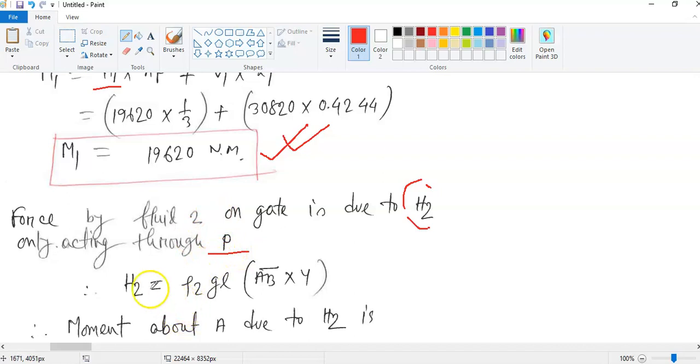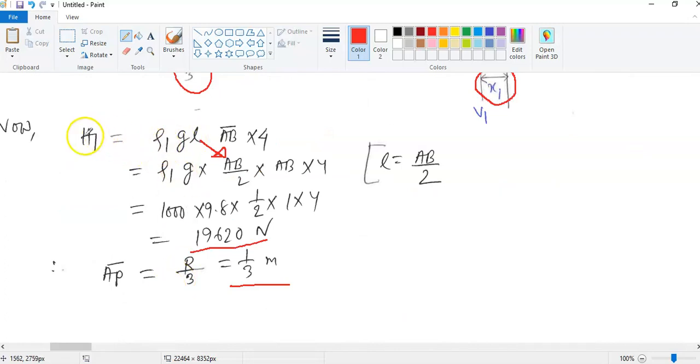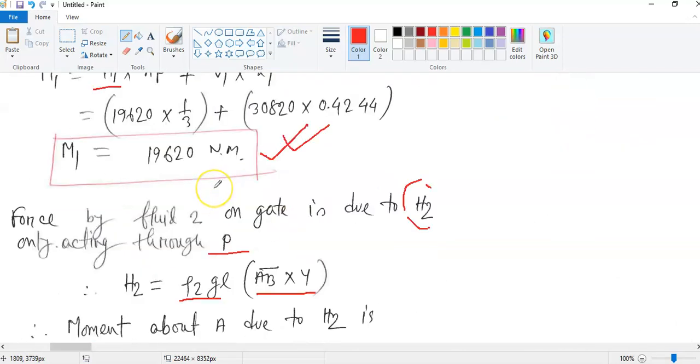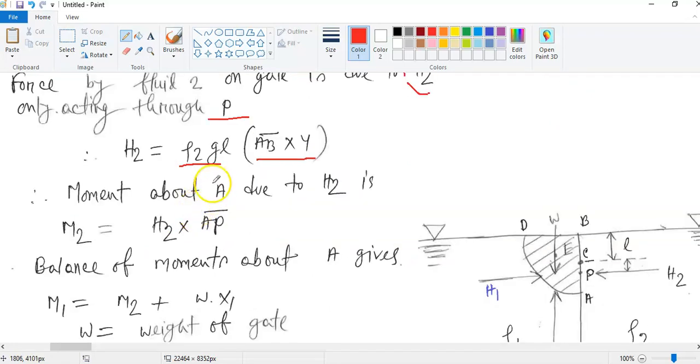So H2 equals this pressure times this area, as we did for the first fluid. Only the difference is the density, and the area will be the same. That's all, it is exactly the same, only the density will be different. So see the first fluid, the horizontal force is ρ1 g L times AB. For the second fluid, it is ρ2 g L times AB, only the difference is the density.